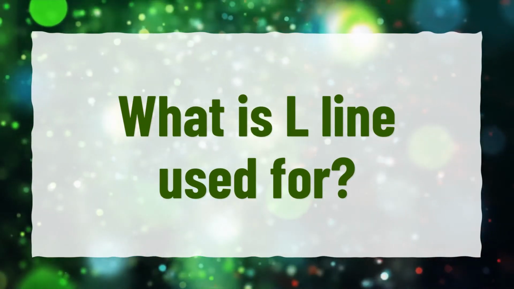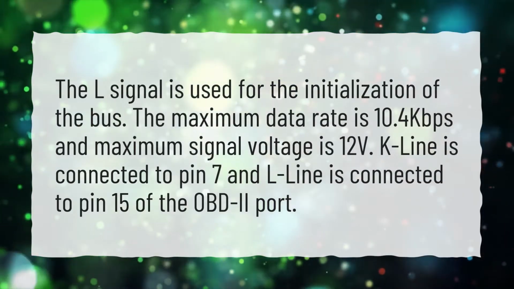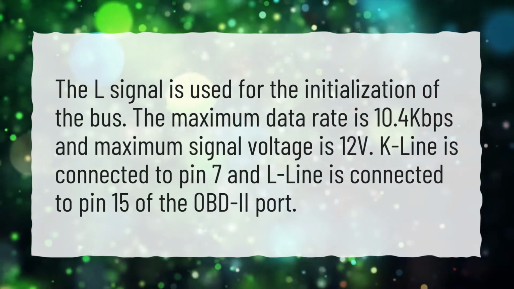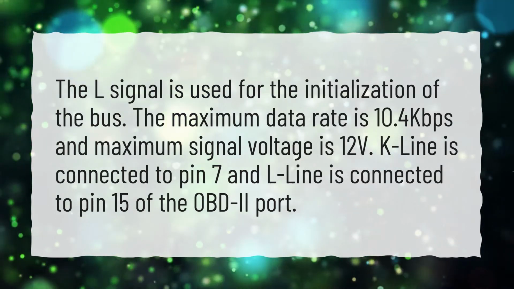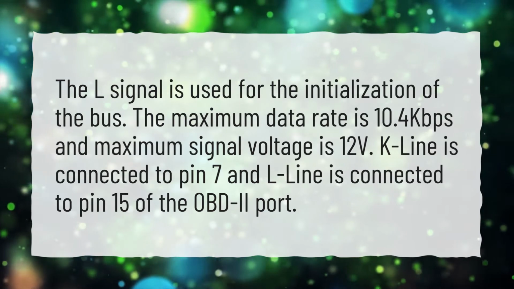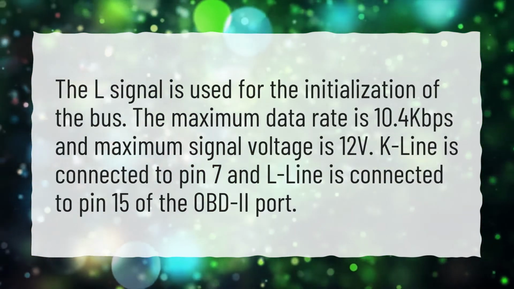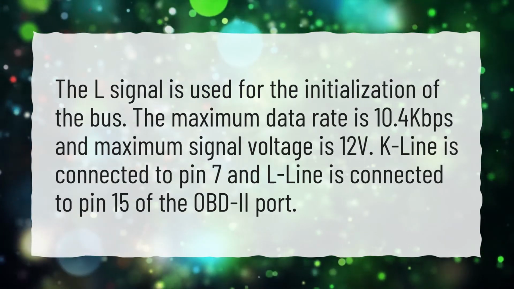What is L-Line used for? The L signal is used for the initialization of the bus. The maximum data rate is 10.4 kilobits per second and maximum signal voltage is 12 volts. K-Line is connected to pin 7 and L-Line is connected to pin 15 of the OBD2 port.